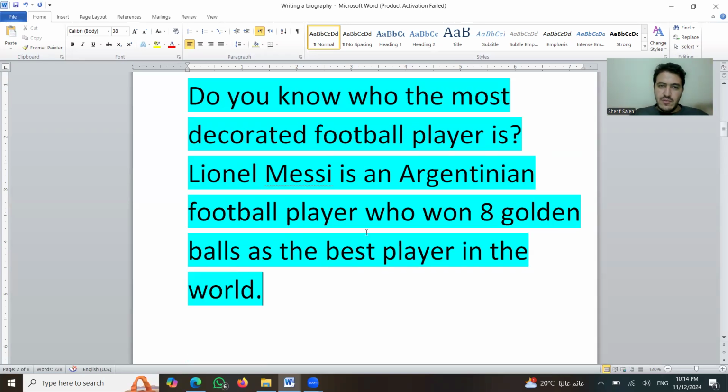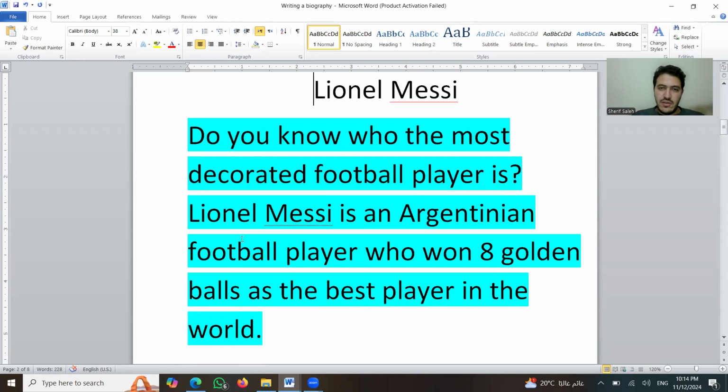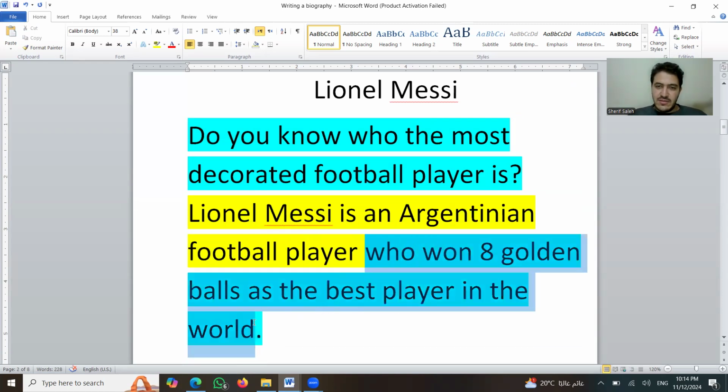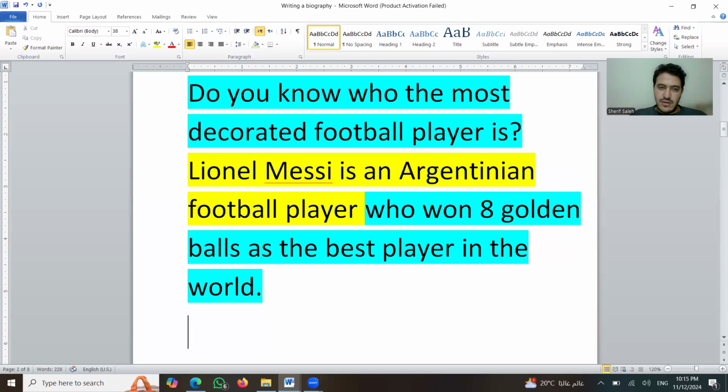So this should be your introduction. So we wrote here 3 things. We started with the rhetorical question, and then we said who the person is. He is an Argentinian football player, and what he is famous for is that he won 8 golden balls as the best player in the world. This is a record that has not been broken yet. So this is the introduction.